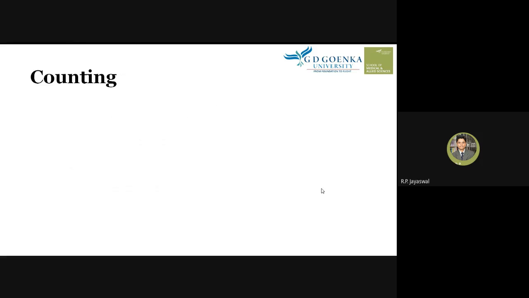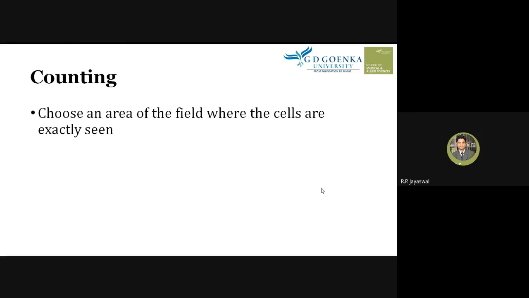Now we have to do counting. If you are able to differentiate between retic cells and red cells, now we need to do counting. So choose an area of the field where the cells are clearly seen. First of all, you have to choose one area, one field, and you have to start.